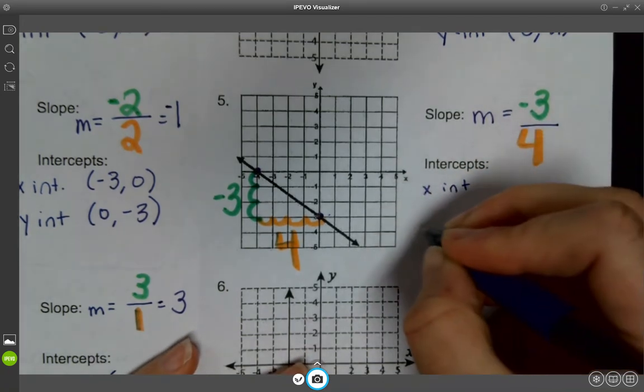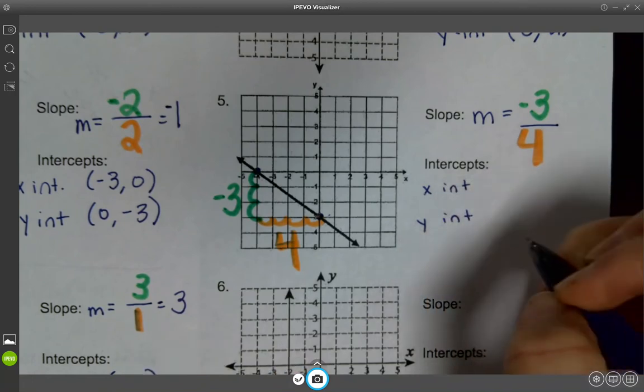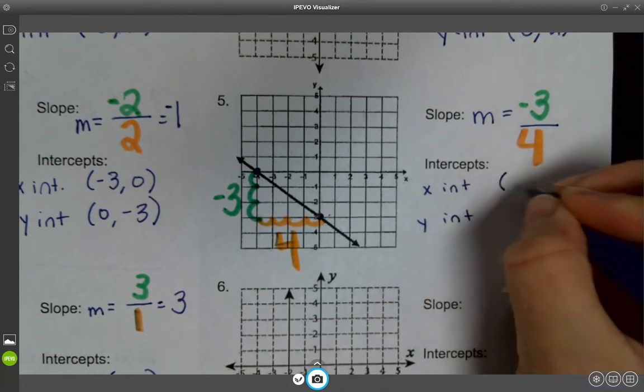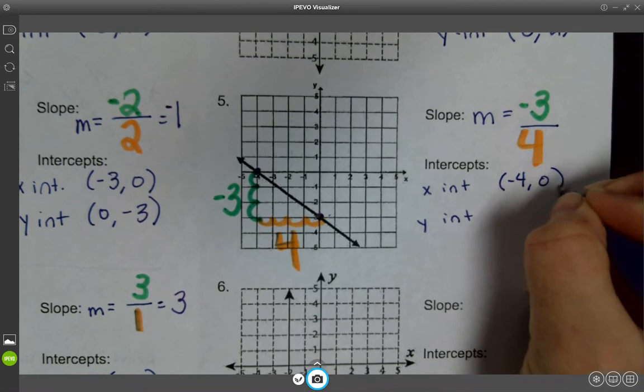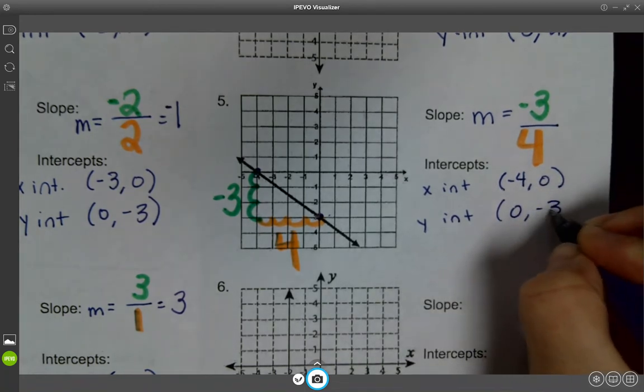X-intercept, y-intercept. -4, 0. 0, -3. Good job.